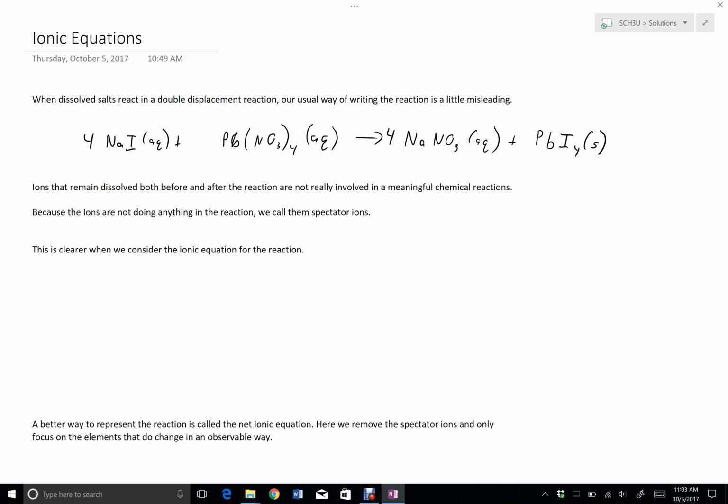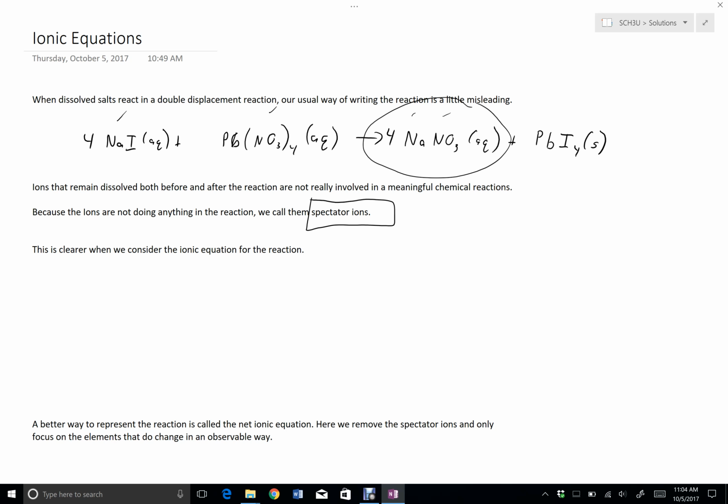The problem with this way of representing this reaction is it implies that sodium and nitrate have undergone a meaningful change. But the truth is, those 2 ions were aqueous in solution before the reaction, and they're aqueous in solution after the reaction. So in a real sense, they actually haven't been involved in the reaction in any way. They have maybe spectated the reaction, and so we call them spectator ions.